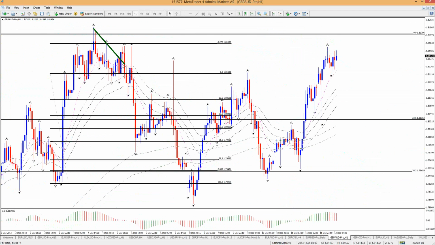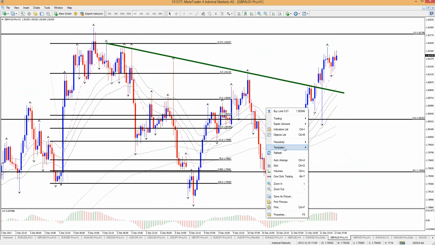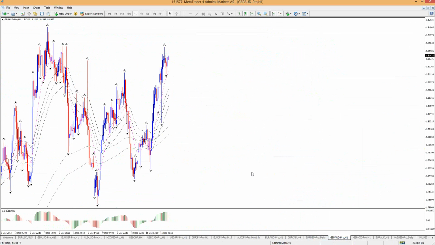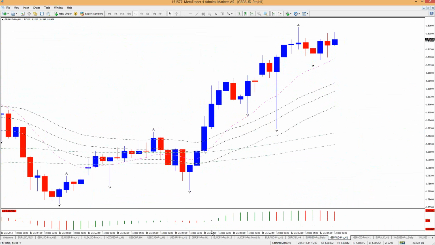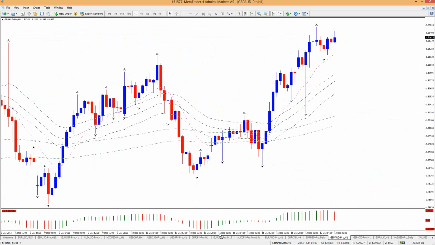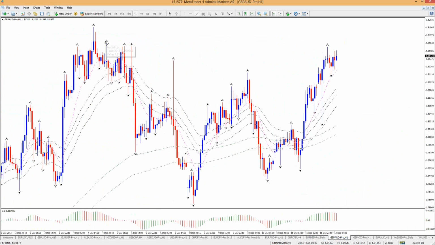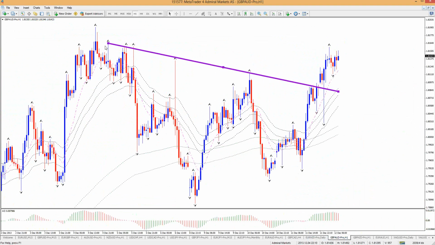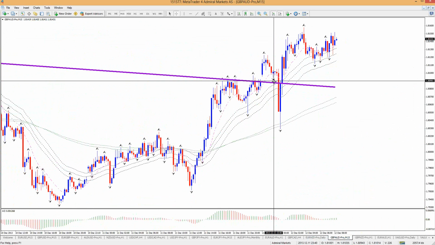Let's take a look at the pound Aussie. Pound Aussie broke as well, although it had some whipsaws when it was breaking this trend line. Let me take actually everything off so that we can see a more clear chart here. Good. And the whipsaw was pretty big.